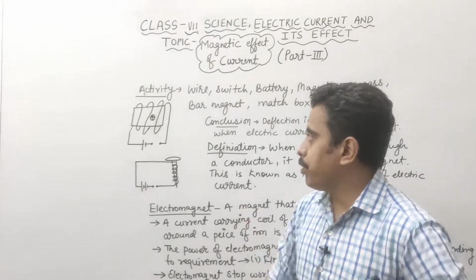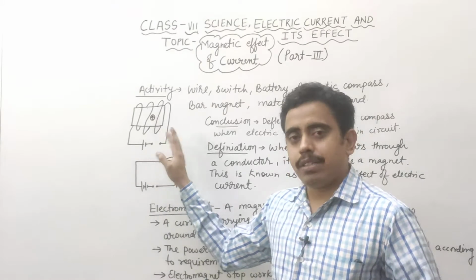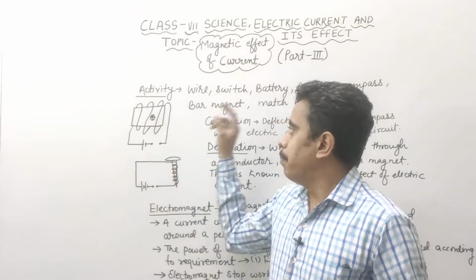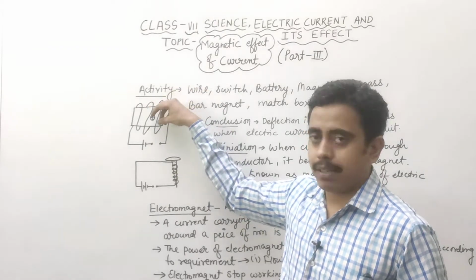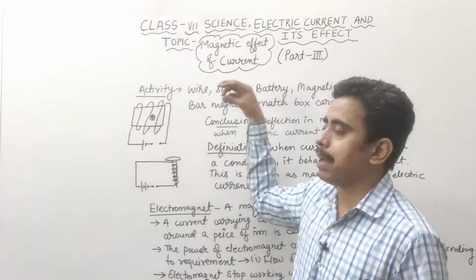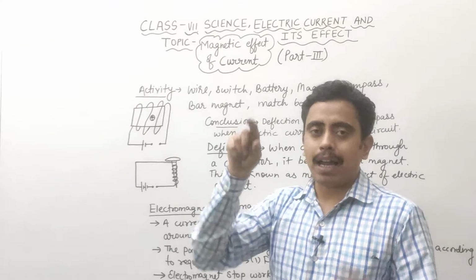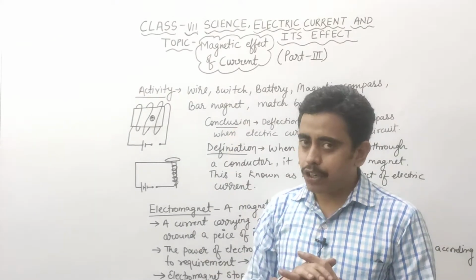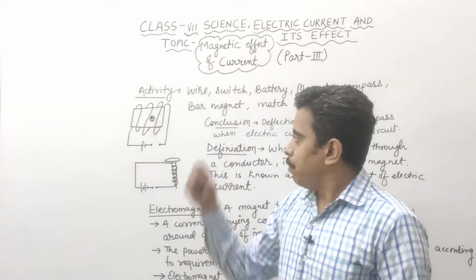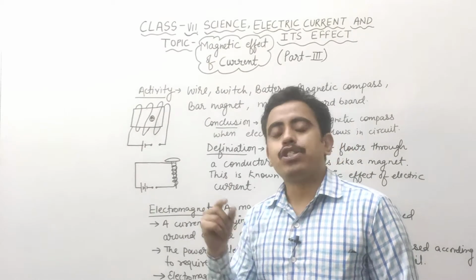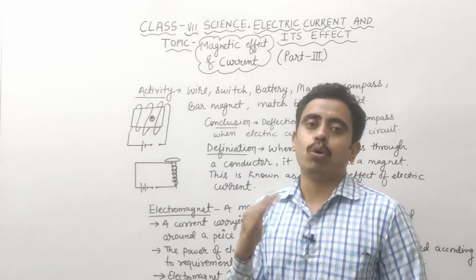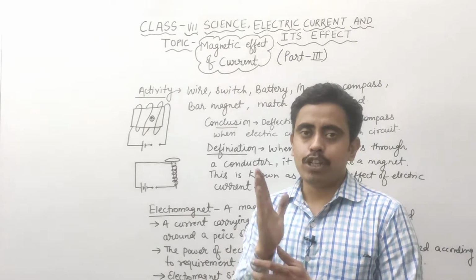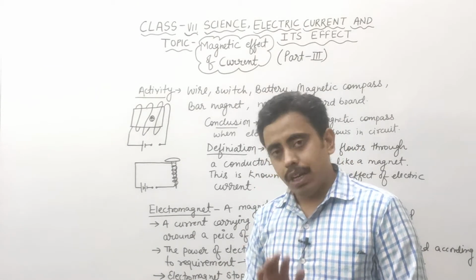Similarly, first you just keep the switch off. Bring a bar magnet, which has north and south poles and shows a magnetic effect, near to the magnetic compass. As you bring the bar magnet near to the magnetic compass, it will show some deflection.